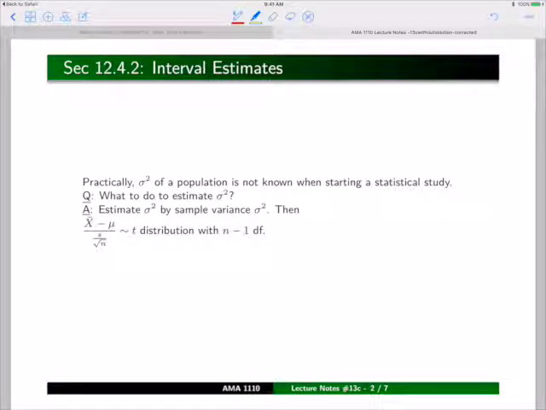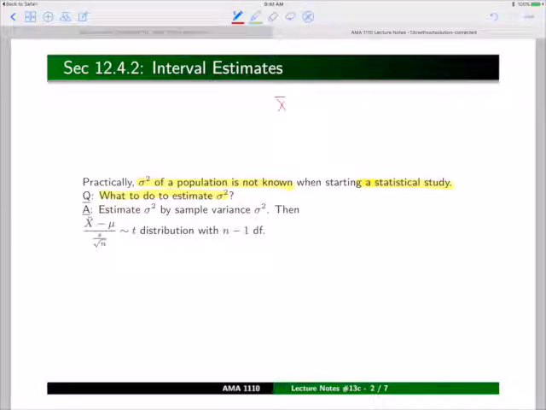So again, practically, when we do a statistical study, the population standard deviation is not known at the start of any statistical study. In fact, this is what happens in real life. So the question is, how do we estimate the population standard deviation, which is required in the calculation of the confidence interval?